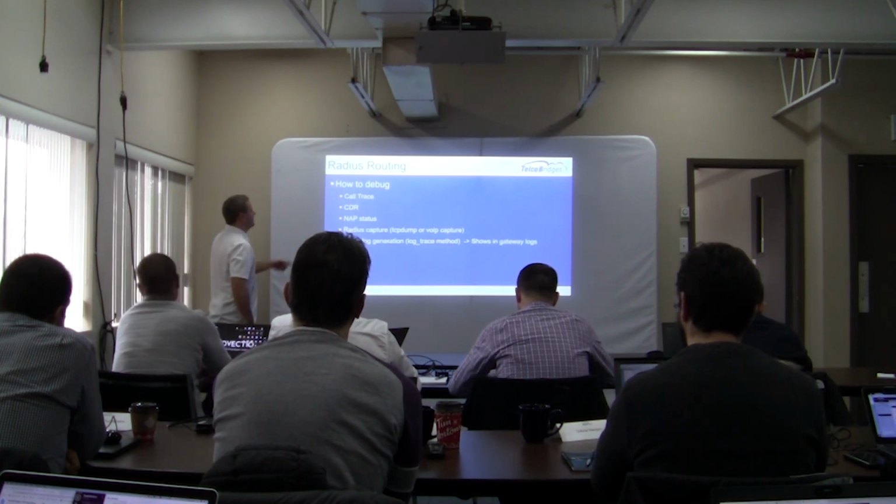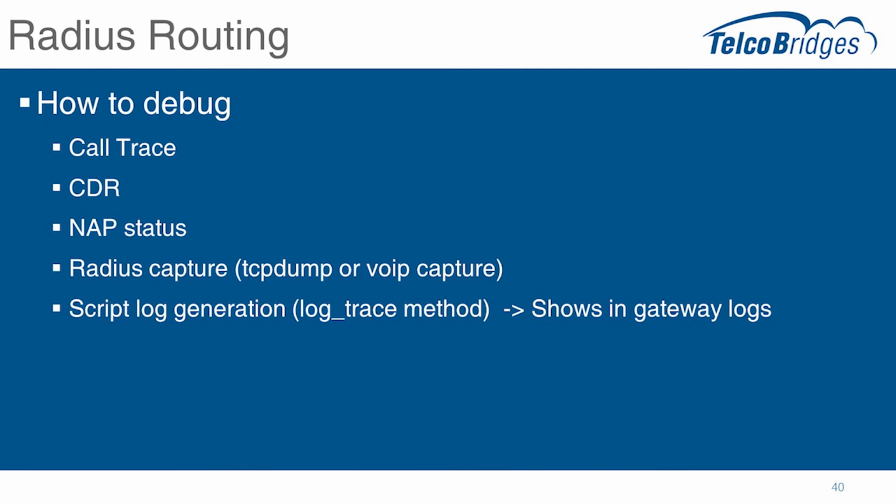The radius routing you will see in the call trace if we send information to the authorization system. In the call detail records, we will see also if the call was accepted, which routes were taken. The NAP status here will also give us information if these networks were chosen for outgoing calls.